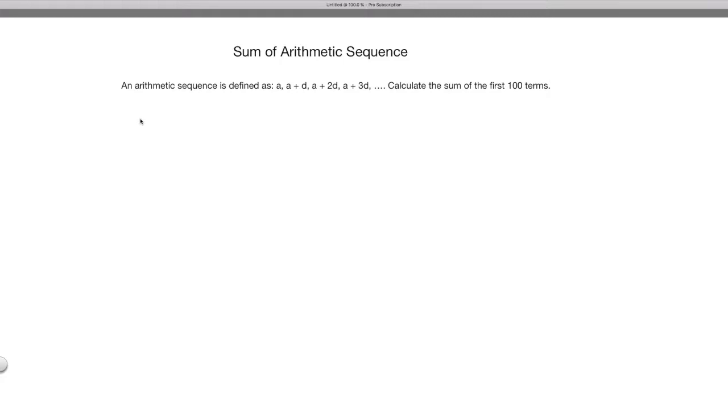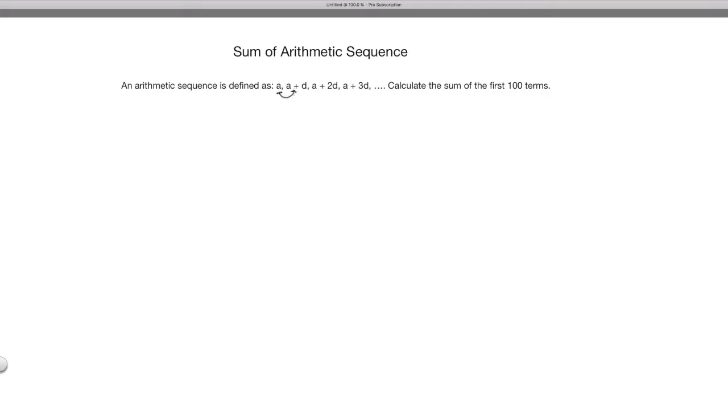In this lecture, we're going to talk about the sum of an arithmetic sequence in its general form. An arithmetic sequence is defined as the following. We start with a constant a, and the sequence follows a pattern that the next term always equals a constant, in here d, plus the previous term.